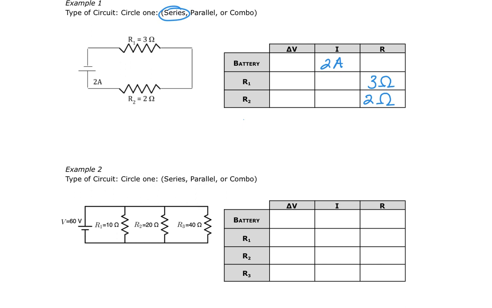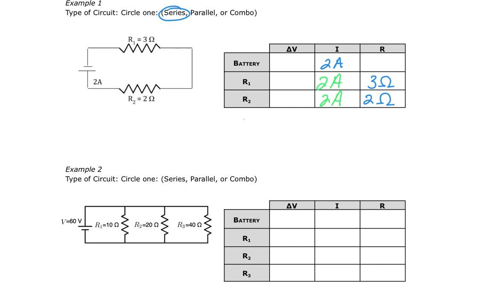What's the next step? So the first thing that I noticed here, because this is a series circuit, is that if the current from the battery is 2 amps, I know that the current through R1 and the current through R2 also has to be 2 amps. So I can go ahead and fill them in right away.